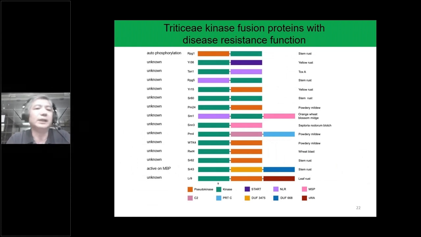Among 300 cloned plant disease resistance genes, 15 of them encode a kinase fused to another kinase, or a pseudokinase, or an NLR, or other kinds of domains. RPG1 has autophosphorylation activity, and SR43 is active on maltose binding protein. So this prompts us to think hard about the mechanism of these 15 genes, and we turn our attention to the NLR mechanism.